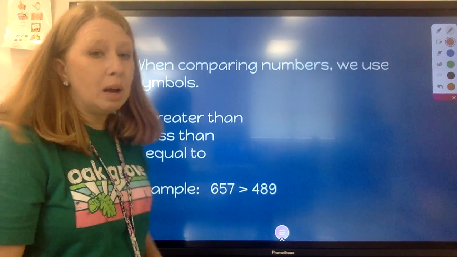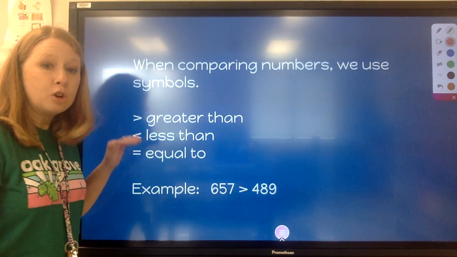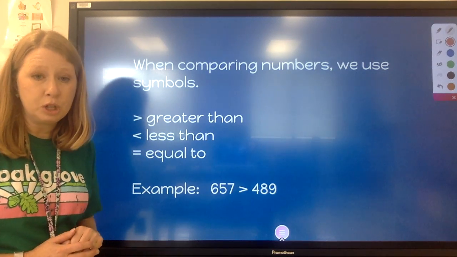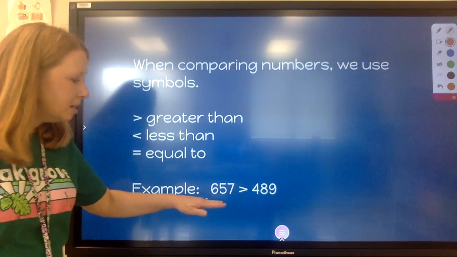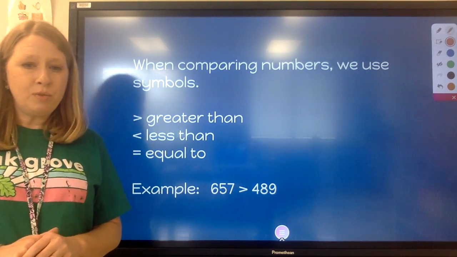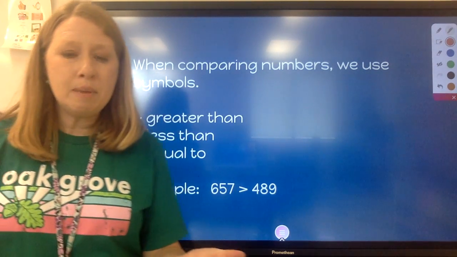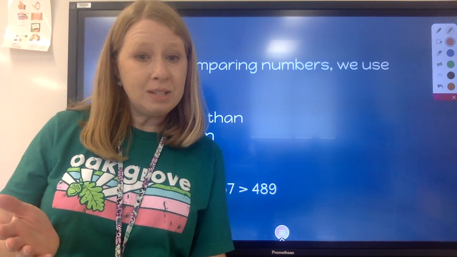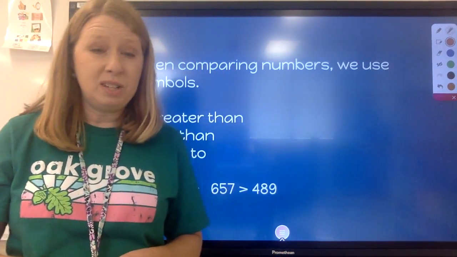When we're comparing numbers, we use these symbols: greater than, less than, and equal to. So my example is 657 is greater than 489. Well, let's think about it. Would you rather have $657 or $489? I'm with you. I would rather have the $657.